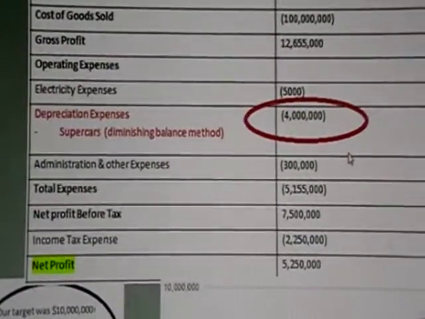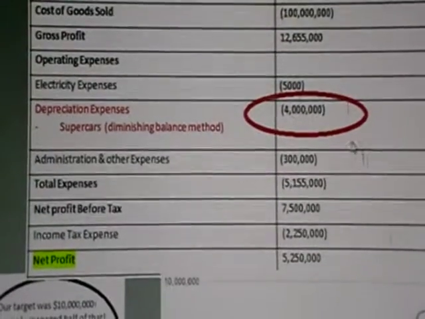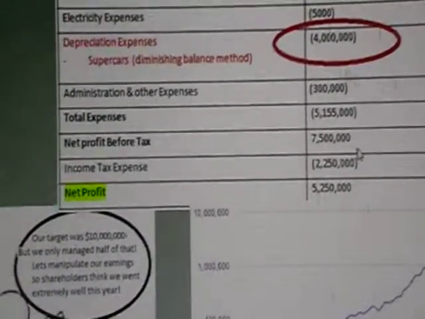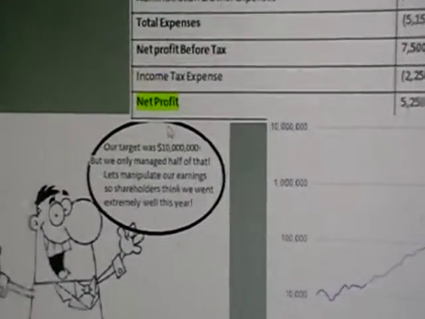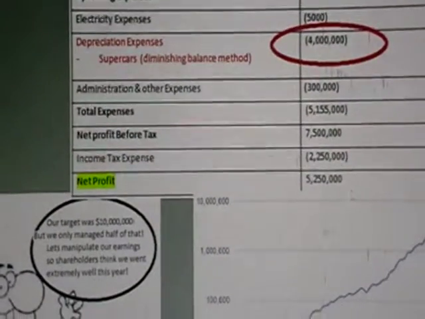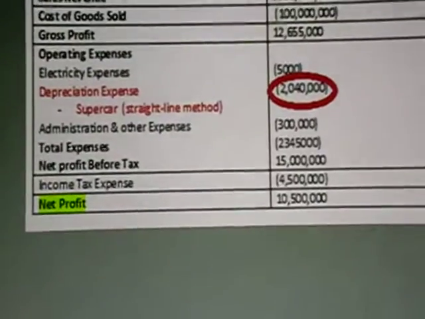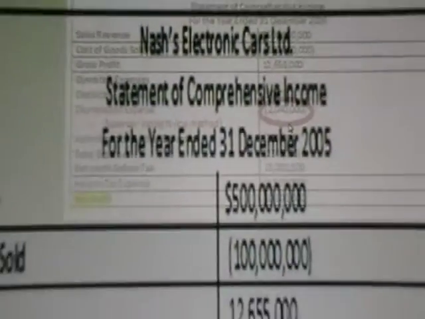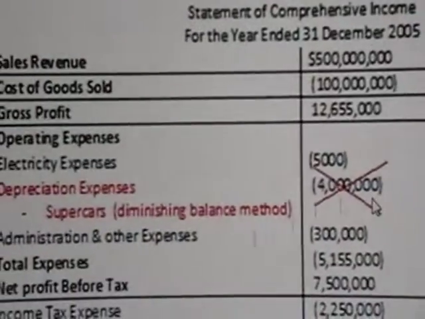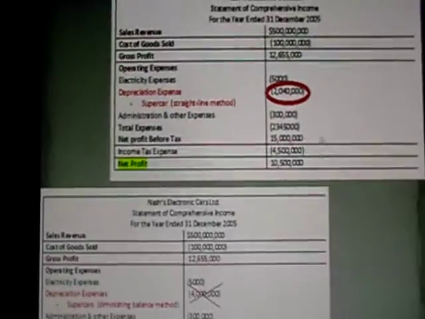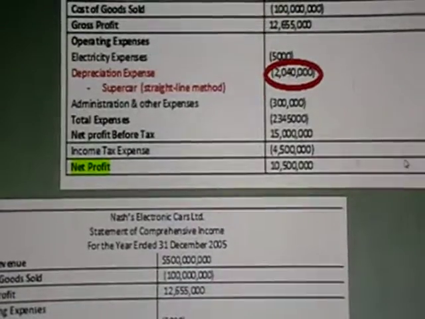As you can see in these pictures, by using the diminishing balance depreciation method, this company only managed to achieve just over $5 million in profits, which is approximately half of what the company had expected, the $10 million. So this manager is now pressured to manipulate his profit figure in order for it to increase. He could achieve this by changing the depreciation method he uses to the straight line depreciation method, as opposed to the diminishing balance depreciation method, so that the depreciation expense is lower, and that this results in the net profit that stakeholders want.